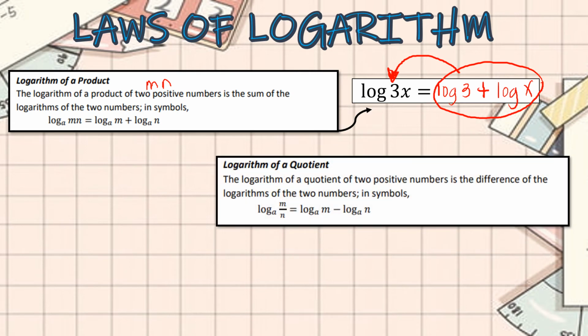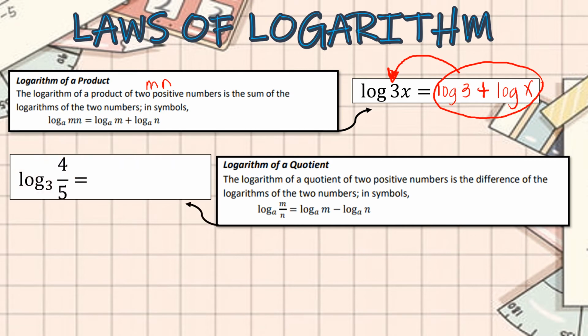Okay, next. The logarithm of a quotient. So, the logarithm of a quotient of two positive numbers is the difference of the logarithms of two numbers. So, dito naman, kapag nagdi-divide naman tayo ng two numbers, pwede mo siyang isulat as the difference of the logarithm of two numbers. Subtraction naman.